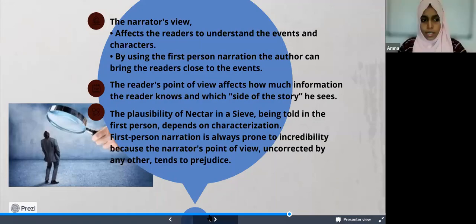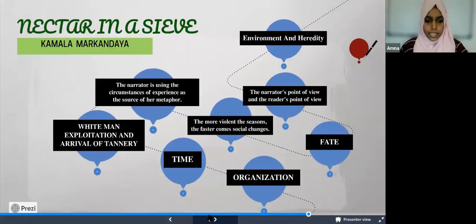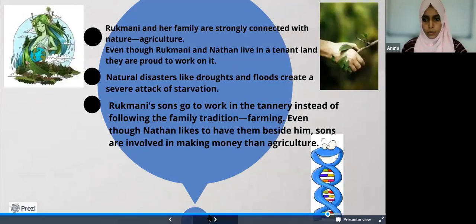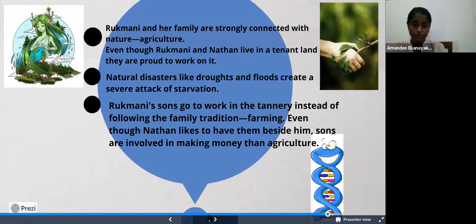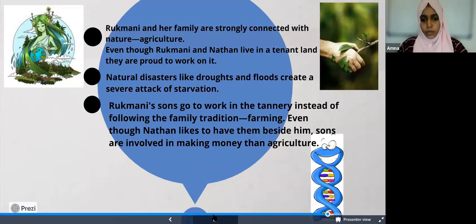And the last topic is environment and heredity. Set in an Indian agricultural village, Rukmani and her family are strongly connected with nature and agriculture. Even though Rukmani and Nathan live on tenant land, they are proud to work on it. When the time is good, they grow vegetables and have plenty of food. Rukmani's sons go to work in the tannery instead of following the family tradition, even though Nathan liked to have them beside him. Sons are more involved in making money than agriculture. At last, none of his children show interest in working with Nathan.